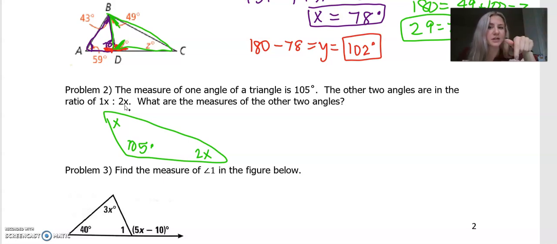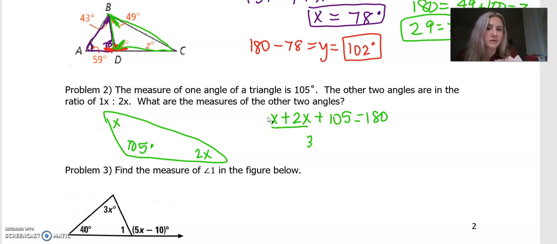I set up this picture because that helps me remember, oh, three angles of a triangle add up to 180. So I could do x plus 2x plus 105 equals 180. And then I just combine like terms. It'll give me 3x plus 105 equals 180. I'll subtract the 105 over, and then I'll divide by 3.